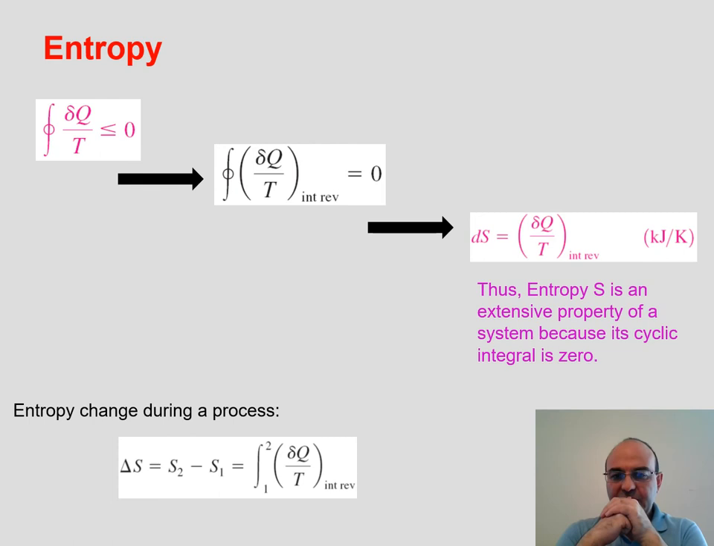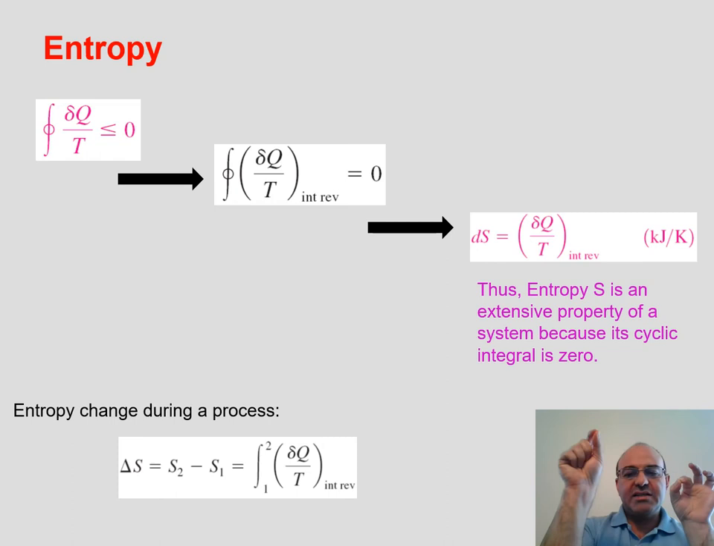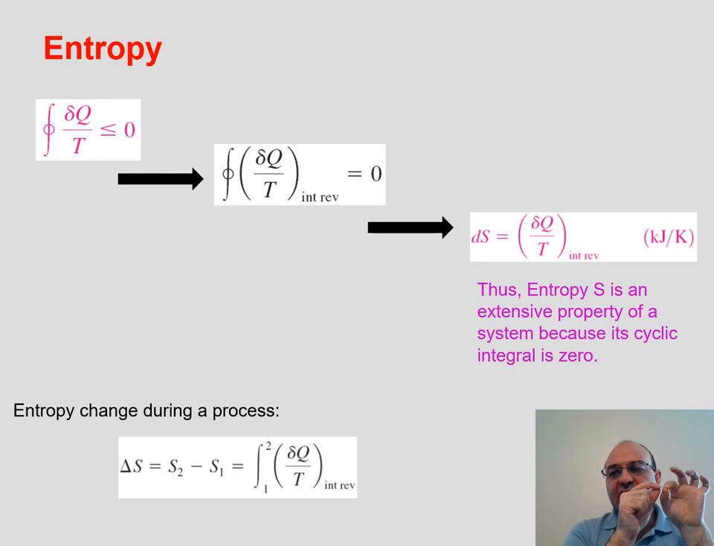Now what? We do have a cyclic integral of something which is equal to 0 when we complete a cycle. That something is delta Q over T. When you start from point one, follow a process or multiple processes, and come back, that thing remains the same. So it's not a path function, it is a point function.